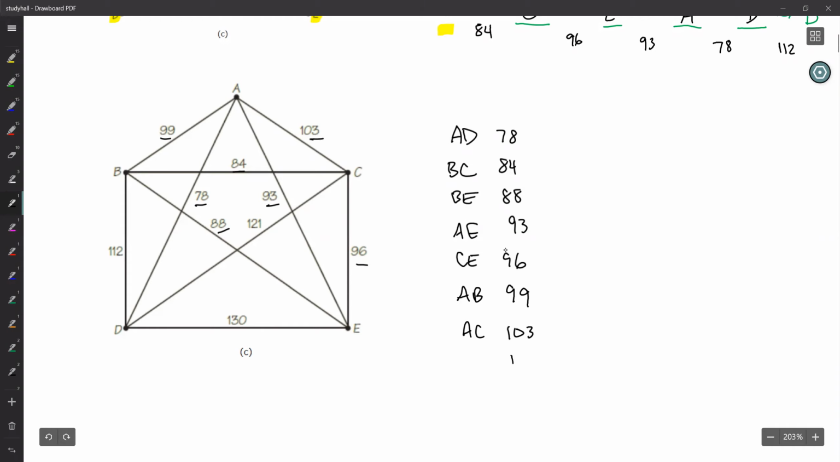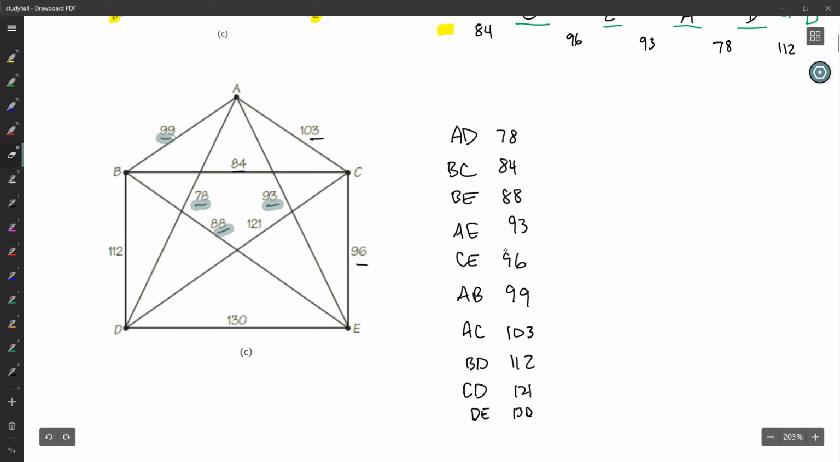All right, 112, BD, 121, and then 130. 1, 2, 3, 4, 5, 6, 7, 8, 9, 10. So that gives me the 10 edges.